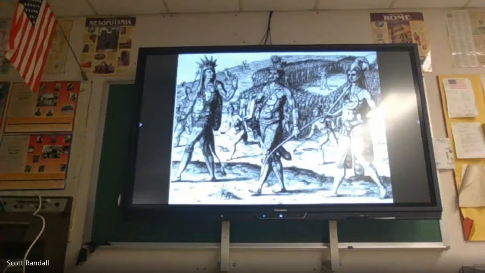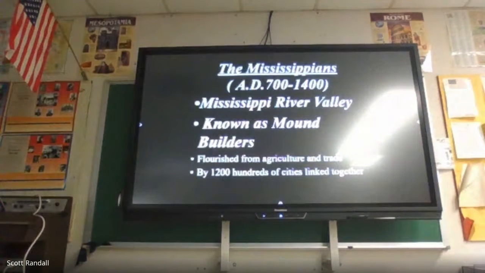Now, the Hopewell are going to transition into what we refer to as the late Woodland period, or the Mississippian. The Mississippians are the ones that are known as the mound builders. For a long period of time, St. Louis was referred to as Mound City. This is the culture that is going to build Cahokia, right? We take this for granted, but we are close to a major archaeological site, right?